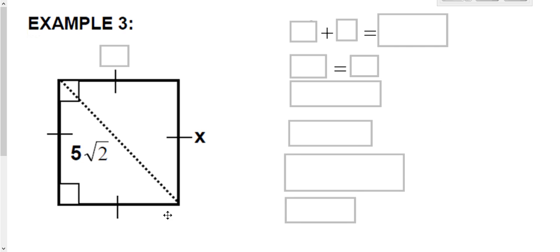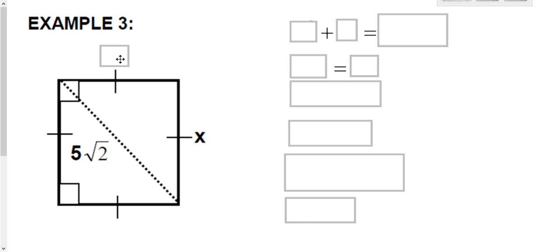Example 3, a similar thing. You might get a little confused that this 5 square roots of 2 here is the length of this diagonal. We've got a square here because all the sides are marked congruent with these congruent marks. So the side is what we're looking for. It is x. Okay. So again, we can have a right triangle up here or down here, either way.